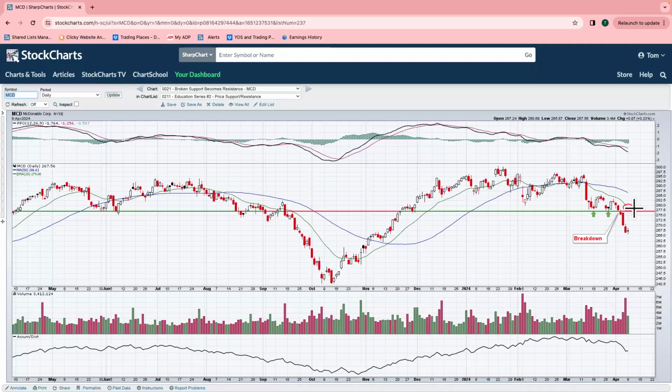It's not about being right all the time. It's about managing risk. If you want to be a good trader, a successful trader, you have to successfully manage risk. Price support and resistance is going to give you the best opportunity to manage your risk.